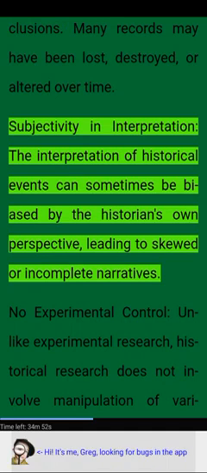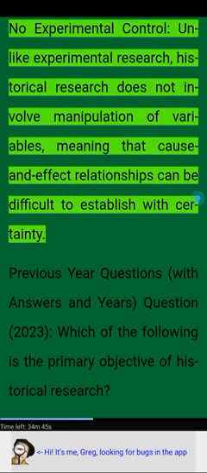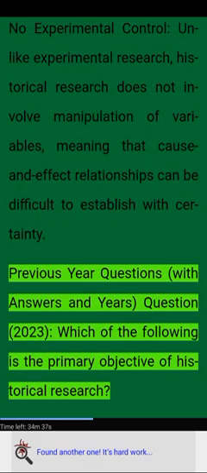Subjectivity and interpretation. The interpretation of historical events can sometimes be biased by the historian's own perspective, leading to skewed or incomplete narratives. No experimental control. Unlike experimental research, historical research does not involve manipulation of variables, meaning that cause and effect relationships can be difficult to establish with certainty.